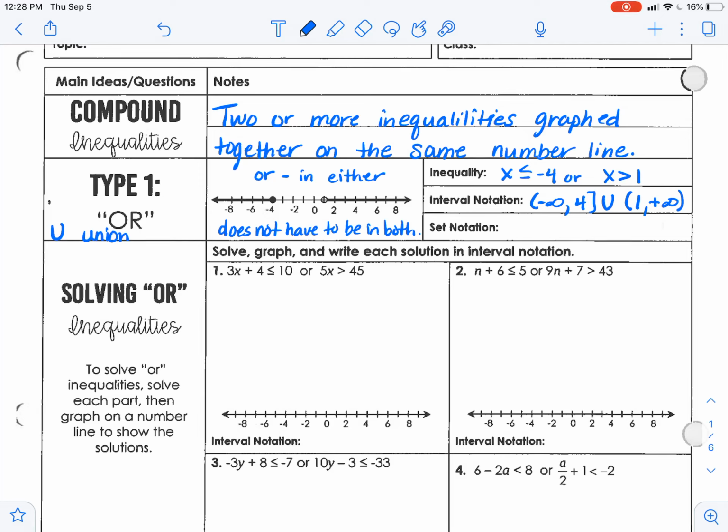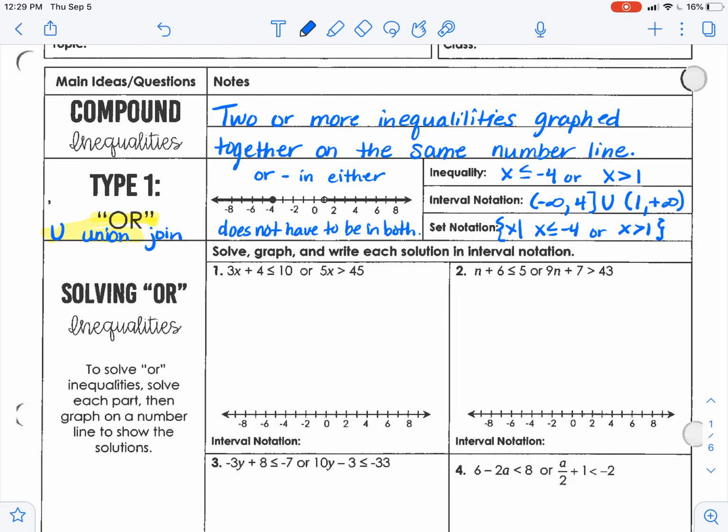Set notation would be just like your inequality notation again, except you write x such that x is less than or equal to -4 or x is greater than 1. Okay? So or means union. I cannot stress that enough. Or means you're union-ing the two answers together. I'm joining the two answers. And sometimes I put that word there too, join the two answers. So several words there that mean it.